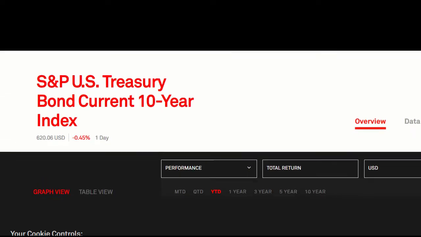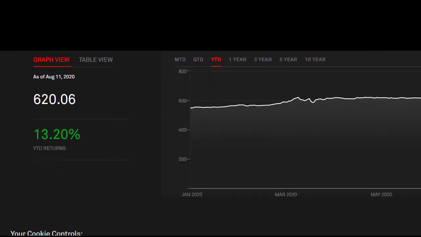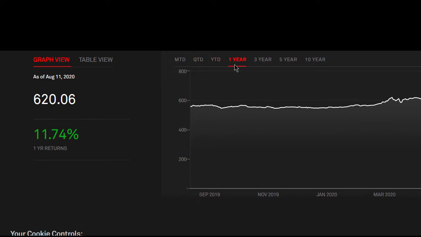this is the S&P U.S. Treasury bond 10-year current index return, right? Year to date, from January 2020 to August 2020, it was 13%. That's a pretty good return. And over the past year was almost 12%.